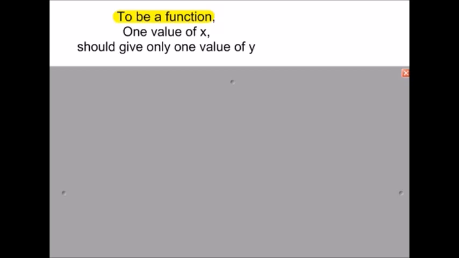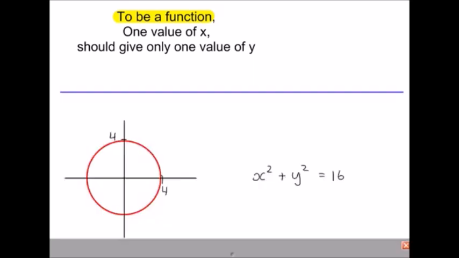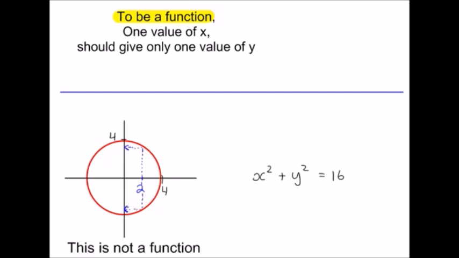To be a function, one value of x should give only one value of y. In this example, let's take the value of x here. X is equal to 2. X is equal to 2 will give 2 values of y. So this is not a function.